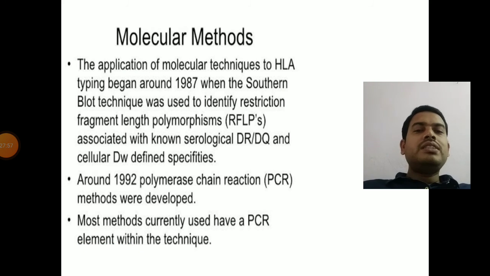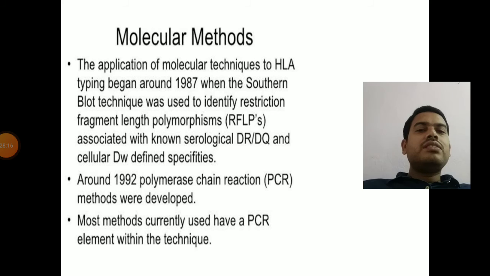So the major methods that are used, and which are accurate for HLA typing, are molecular methods. Some serological methods are also used, but molecular methods will give accurate results for the process of transplantation.